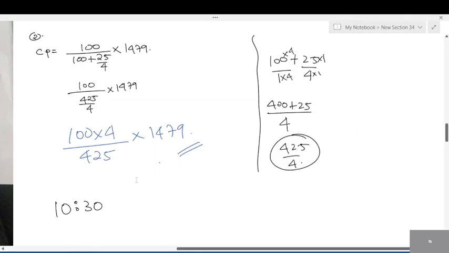Where did you understand this calculation part? All this calculation part, did you understand?